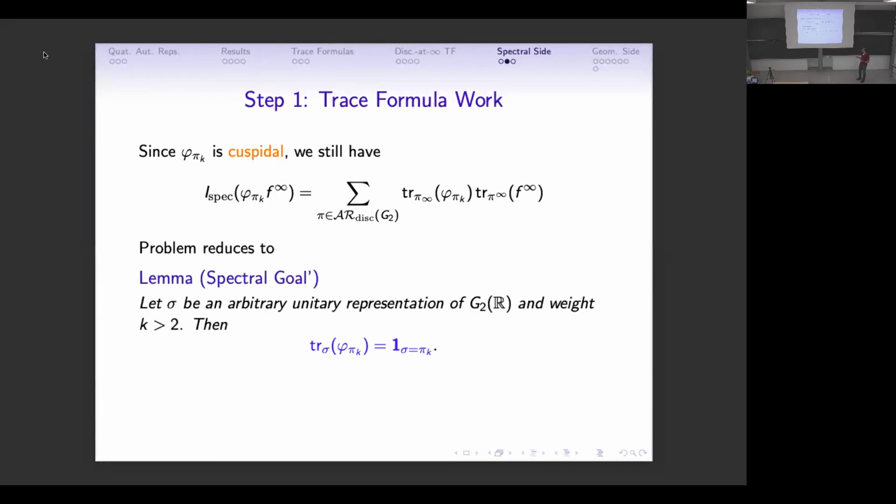So our problem basically reduces to this: if sigma is an arbitrary unitary representation of the real group and weight k greater than 2, it has the infinitesimal character k minus 2 times beta plus rho. Then the trace against sigma of this pseudo coefficient needs to exactly pick this out. So we need this for all unitary irreducible representations instead of just standard modules now. So this is what we're going to have to show. Okay, are there any questions?